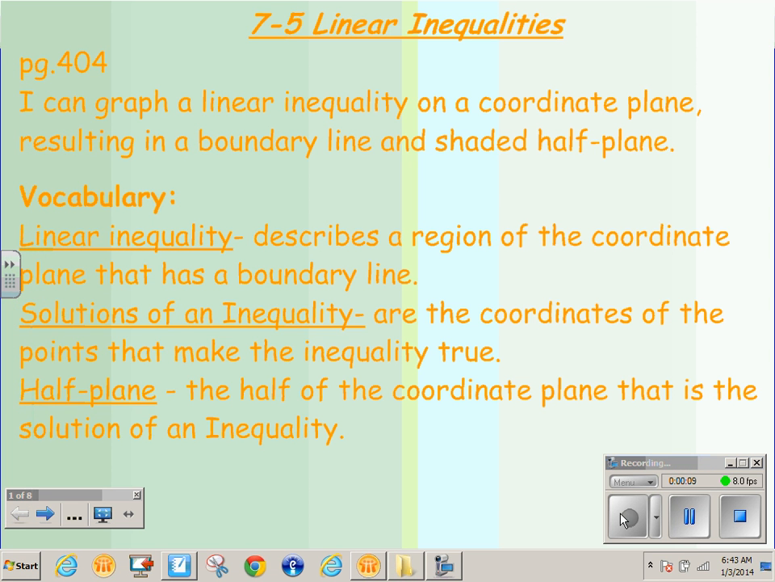Our I can statement for the day is: I can graph a linear inequality on a coordinate plane resulting in a boundary line and shaded half plane.